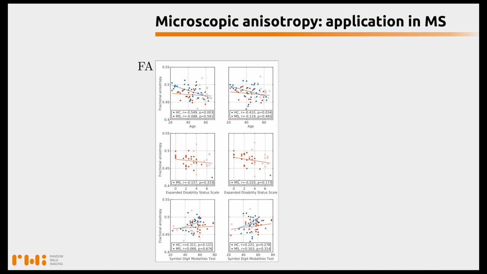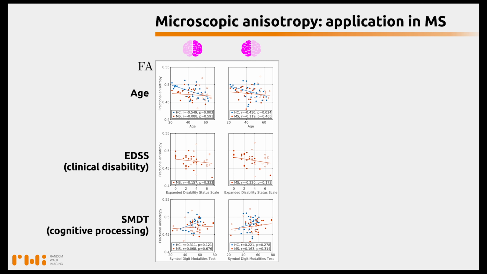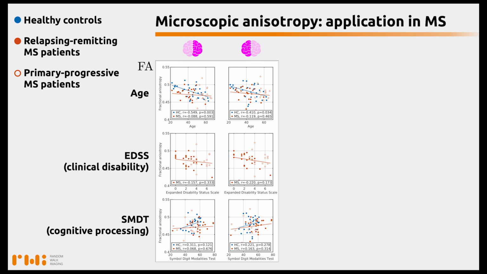This graph shows fractional anisotropy as a function of different parameters to assess whether or not correlations exist between them. The two columns correspond to the two brain hemispheres. The rows correspond to the parameters that may or may not be correlated with fractional anisotropy. You have EDSS, Expanded Disability Status Scale, which quantifies clinical disability, and SDMT, Symbol Digit Modalities Test, that quantifies cognitive processing. Finally, the dots are blue for healthy controls, filled orange for relapsing remitting MS patients, and empty orange for primary progressive MS patients.